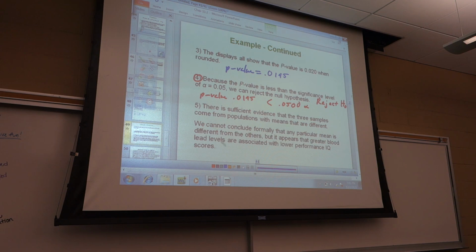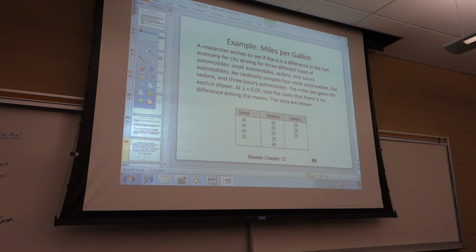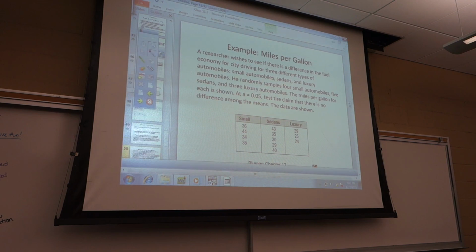All right, and then finally, that means that we have sufficient evidence that we reject H naught, that the 3 samples, that the means differ, basically. All right. So I think we should do one together. We'll do this one together.